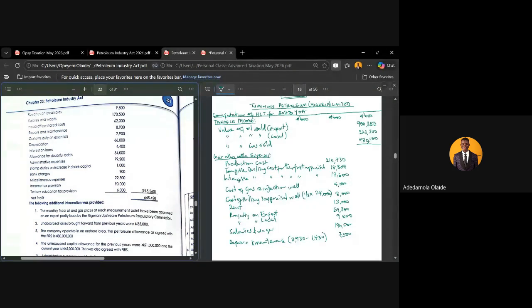Custom duty, we said that one is allowable. Depreciation, disallowable. Interest on loan, disallowable. Allowance for that student, disallowable. Admin expenses. Admin expenses, what do we have? 79,200.